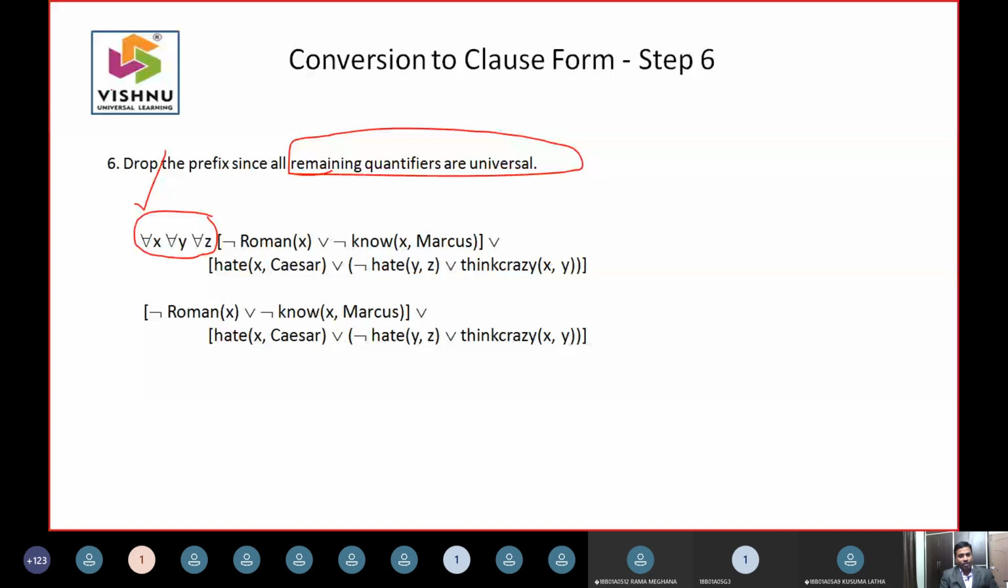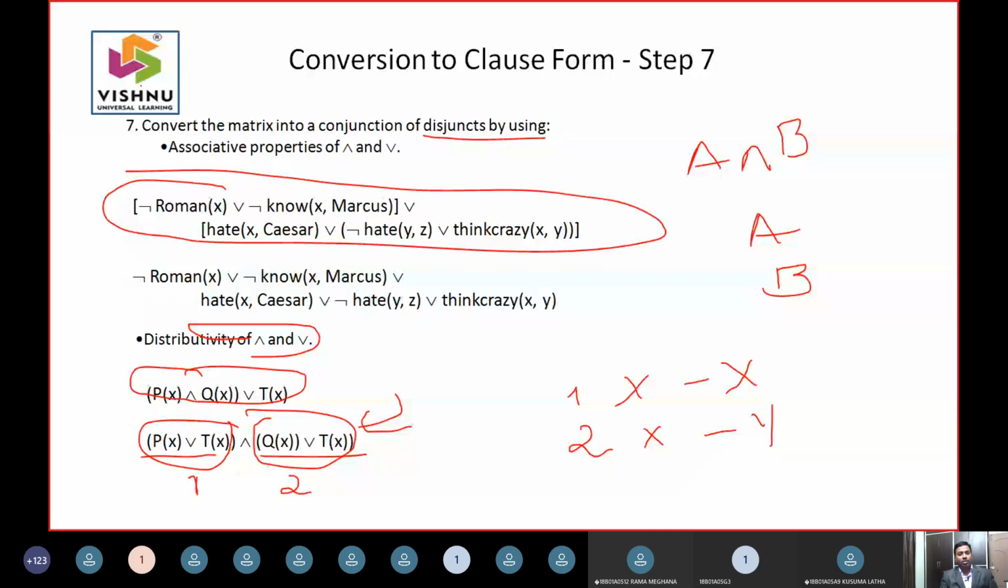Sixth, you have to drop all the prefixes. The meaning is whatever existential quantifiers and universal quantifiers are there, you can remove them straight away. This is what we have seen. This is an important rule compared to all the 8 rules that we have discussed. The 7th rule is very important. Once you apply this particular rule, you have something called a conjunct of disjuncts. So you will have statements like this.